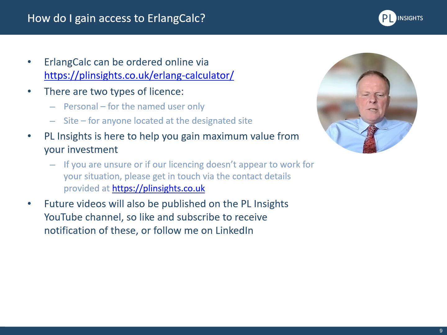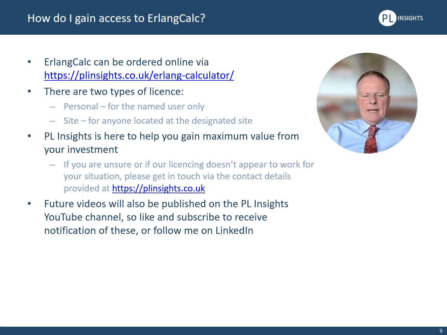So finally, how would you gain access to ErlangCalc if that's something you'd like to be able to do? It's pretty straightforward. You just go to the website, use the link shown on the screen. There's the option to acquire it via PayPal. Alternatively, you can send a purchase order using the contact details provided, or even just simply send an email with details of where invoices should be sent to. There's the option to specify the contact address for where you want the software to be shipped to.